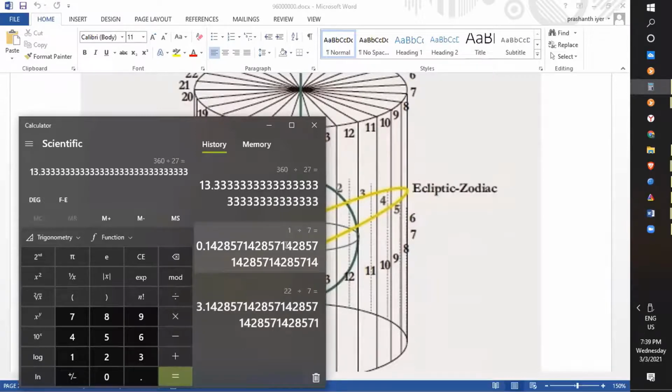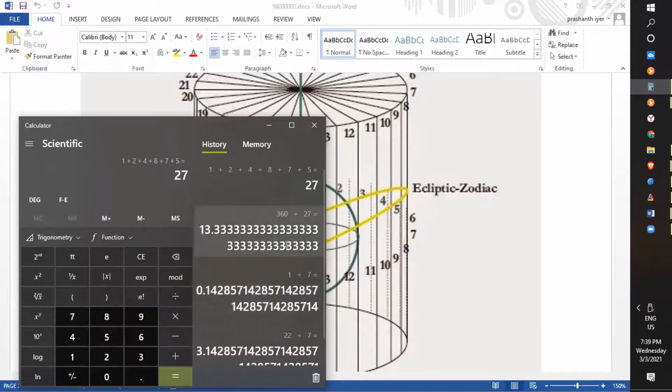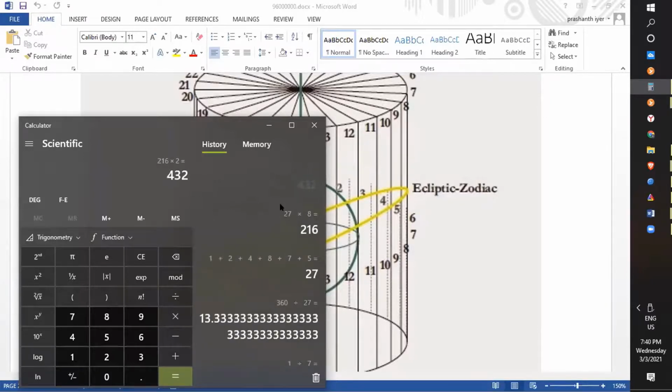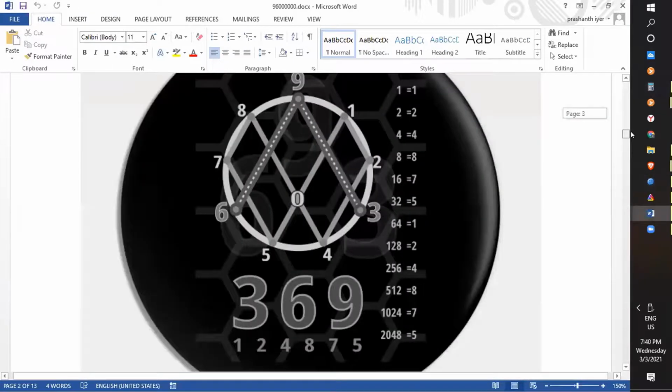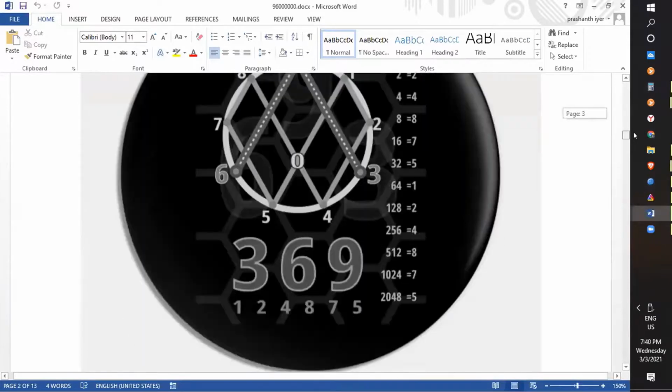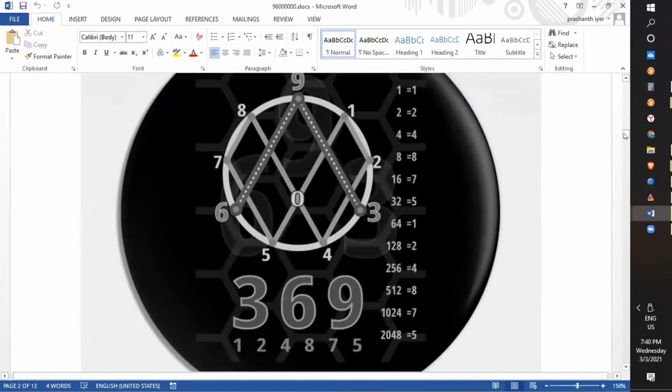13.3 degrees each. That means one circle goes around. But if you add 1 plus 2 plus 4 plus 8 plus 7 plus 5, that's 27. If you multiply that by 8, you get 216, into 2, 432. So that could be the frequency you would like to sing, and it could work beautifully. You can see this cellular mitosis. This can be used in the market, even for lottery tickets. So you can see 369, and energy can be neither created nor destroyed, but it's always there around you.